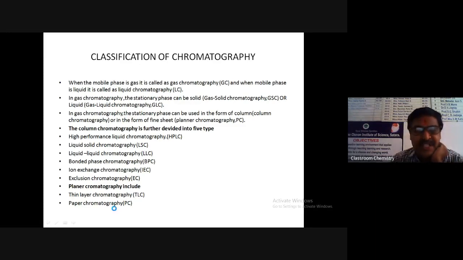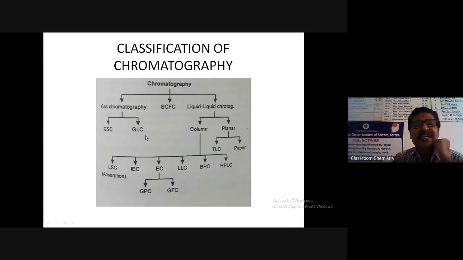And the classification I have shown here, that is gas chromatography, liquid chromatography. Here there is a column and here there is a planar. Sorry, planar is divided into 2, thin layer and paper, while column is divided into liquid solid chromatography, ion exchange chromatography, EC, LLC, depending upon the nature.